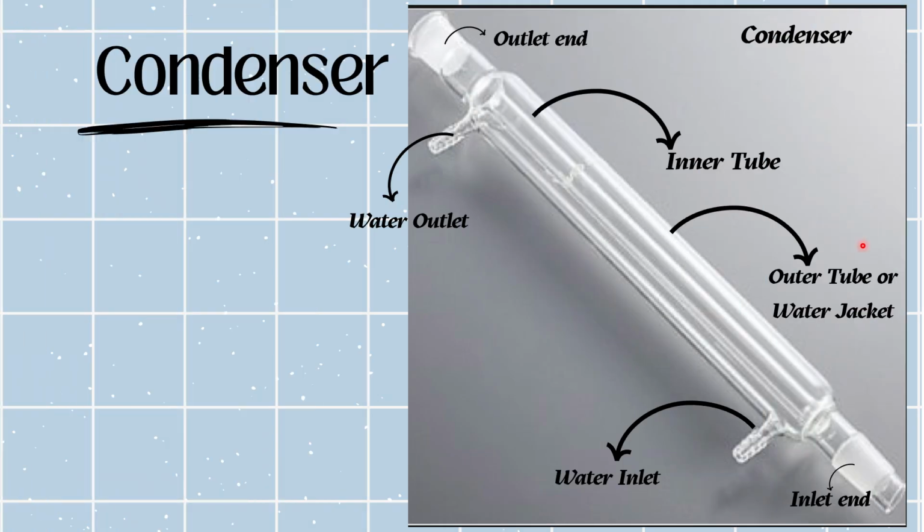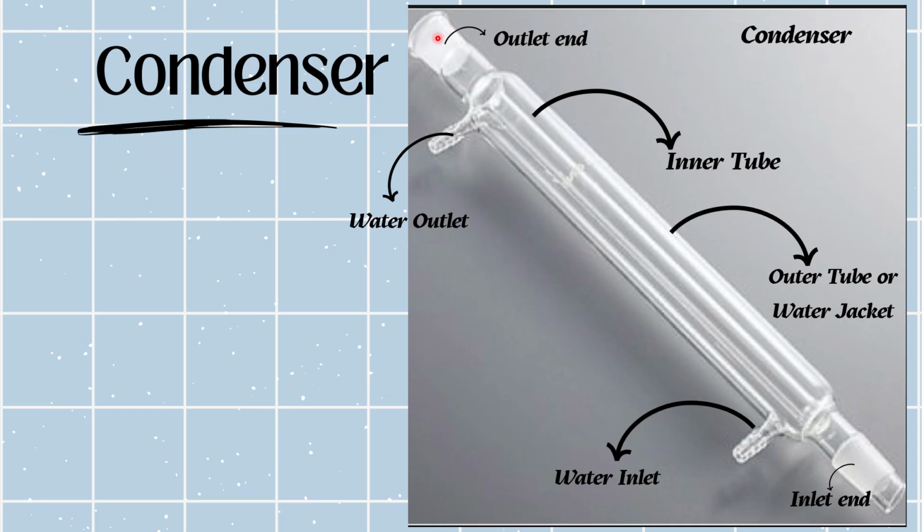Now, next, we will be understanding the apparatus. This is the last apparatus for this particular session. It is a condenser. As you can see in the image, this is how a condenser looks. Now, when we talk about this particular condenser, it has two openings, this one and this one.